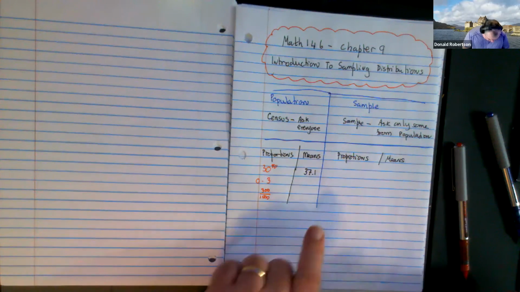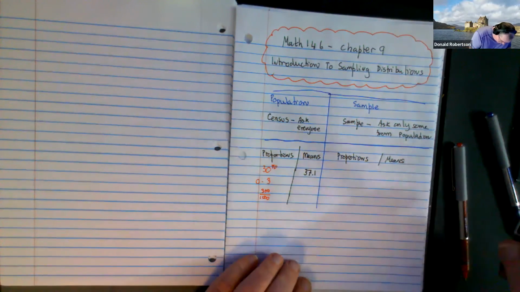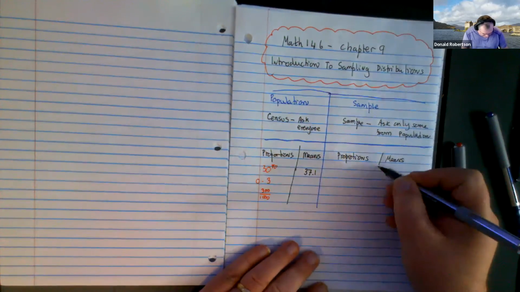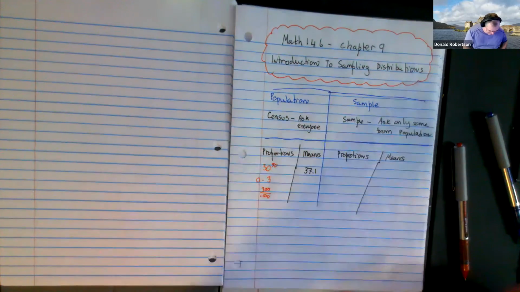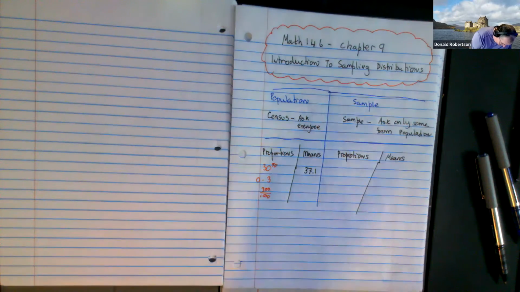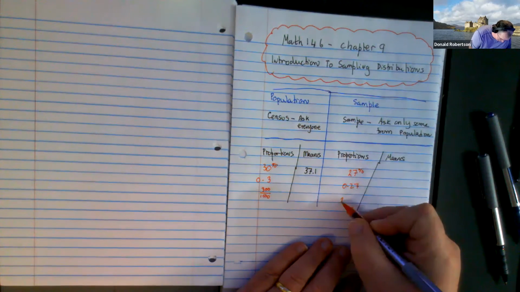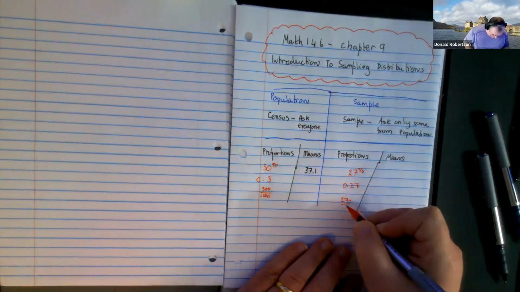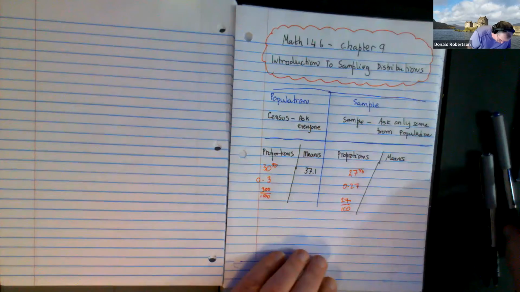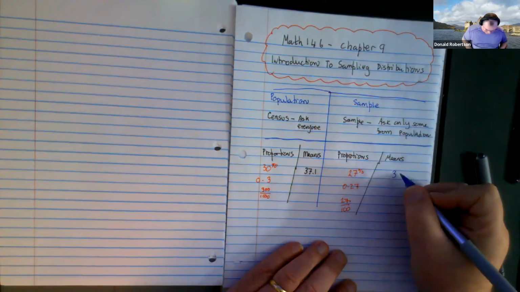Now, when you're over here, you get exactly the same kind of things going on. The difference is that when it's a sample, you don't ask everybody. You only ask maybe 200 people in Bremerton, and you find out that 27% of them like Pepsi. Or you could write it as 0.27, or 27 out of 100. And then you do the means, and you find out that it's 34.9.